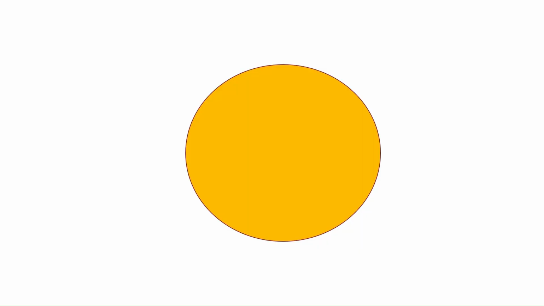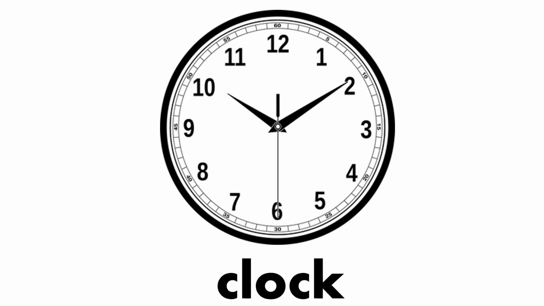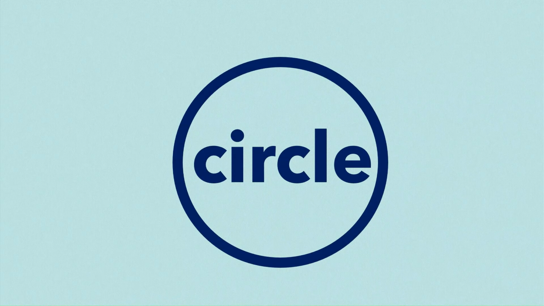The shape of the week is the circle. A circle is round. Big circle, small circle. Red circle, orange circle. Yellow circle, green circle. Blue circle, purple circle. This clock is a circle. The circle.